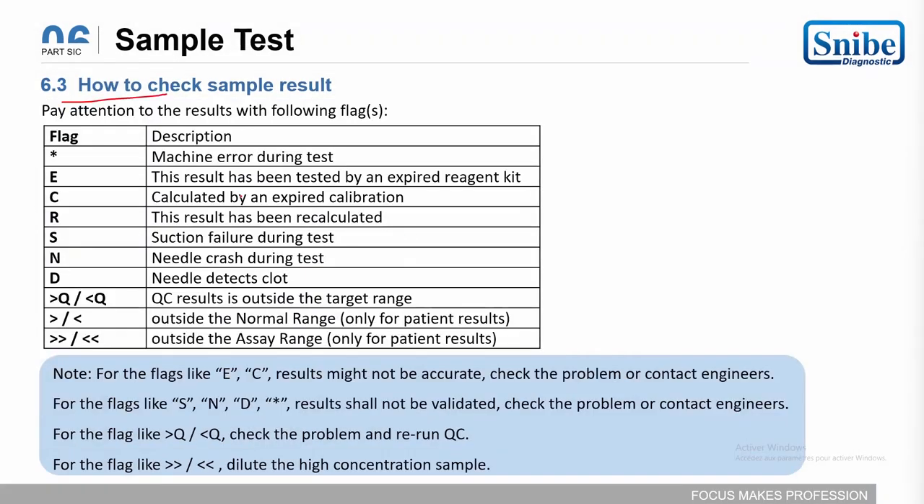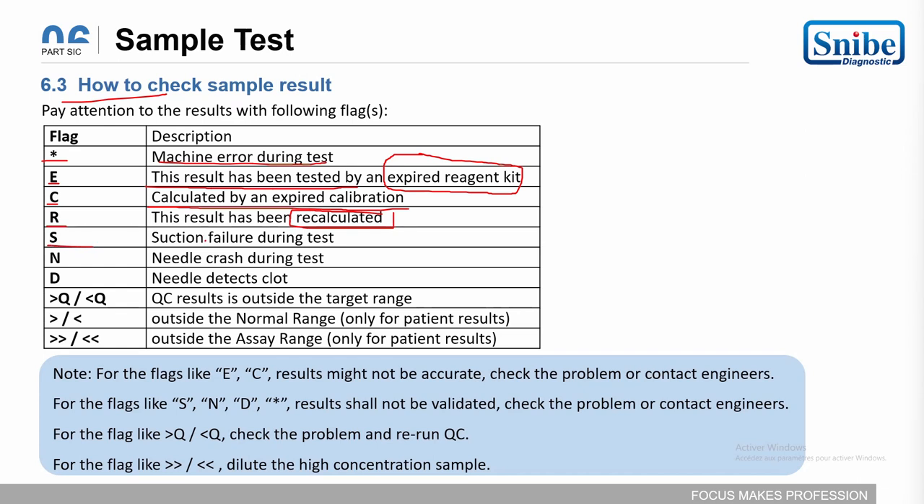So this is the meaning of the different flags. The star means there is a machine error during the test. The flag E means this result has been tested with an expired reagent kit. And for the C, it is calculated with an expired calibration. Then the R means the result has been recalculated.